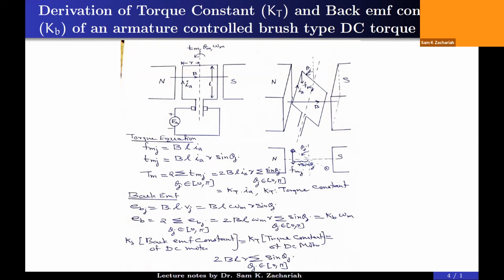If you multiply the input portion, the electrical power is given by input current into input voltage, whereas mechanical power is given by torque into angular velocity. So finally, both will be equal if there is no loss in the coil resistance. That's the equation for this system.